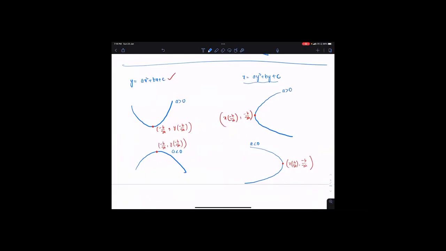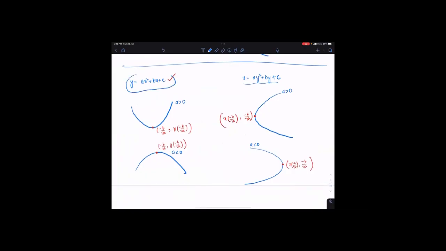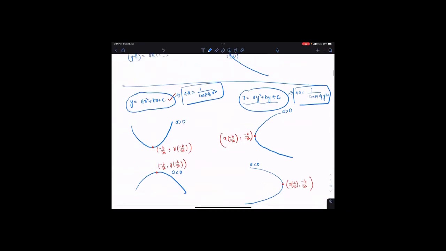Okay. Simple. Whenever the equation is given like this, the length of latus rectum, 4a, is 1 by the coefficient of x square. In this case, the value of 4a is 1 by the coefficient of y square. This is just a direct formula to write. What I mean is, for example, if I have y square equals 8x, here 4a is directly 8 only.